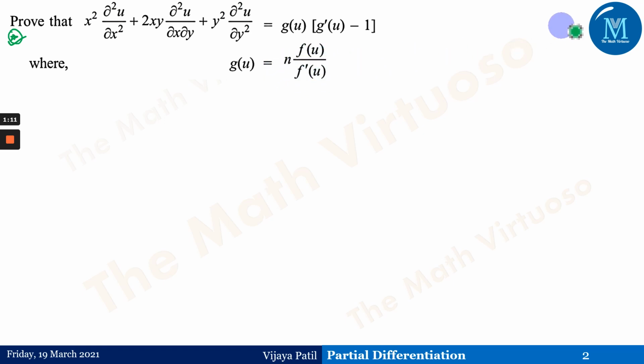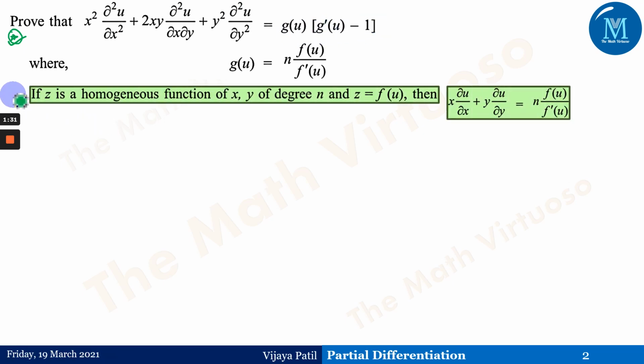Now if you follow the previous session from the I button, you will come to know what it is. By just watching this n into f(u) upon f'(u), you will know this is one of the deductions of Euler's theorem. So we'll try to prove this current result, g(u) into g'(u) minus 1, using that deduction.